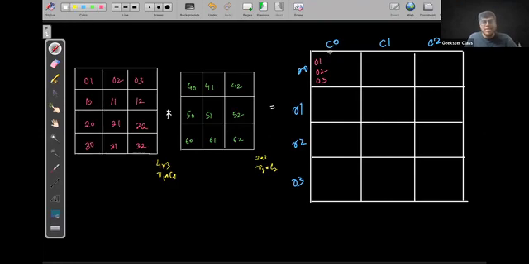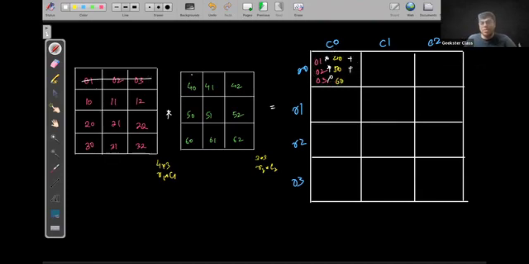So 0,1 into 4,0, 0,2 into 5,0, 0,3 into 6,0. In between all these, you have to add: 0,1 into 4,0 plus 0,2 into 5,0 plus 0,3 into 6,0. Is it clear how the first cell is actually getting calculated? This is just for only 0,0.